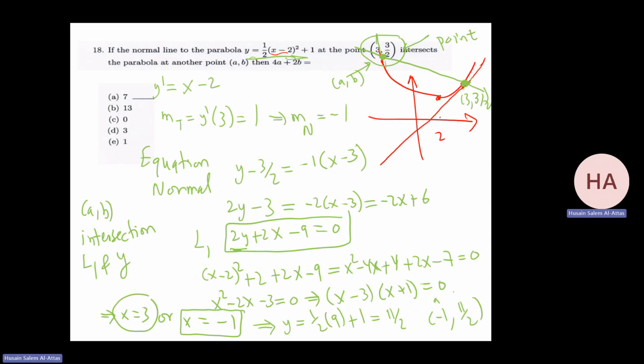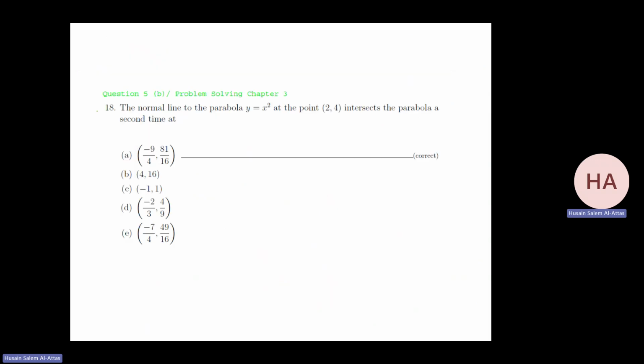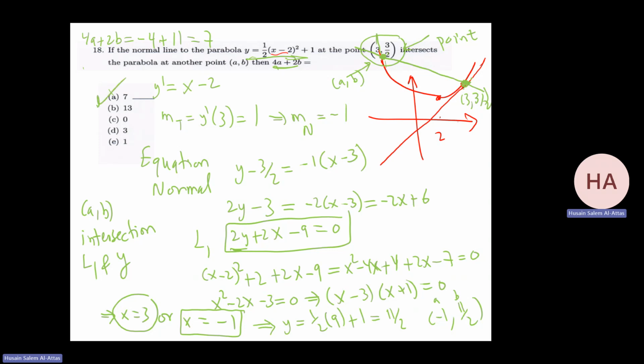So this is A and this is B. What they want is 4A plus 2B. A is minus 1, that will be minus 4. And this is 11 over 2 times 2, plus 11. That gives me 7, which is this one.